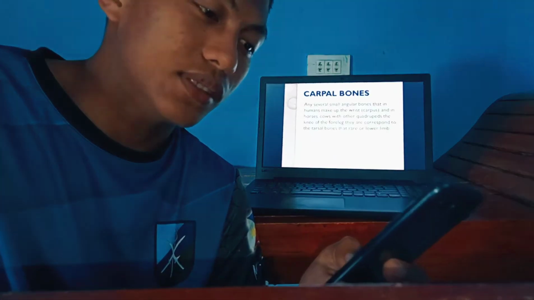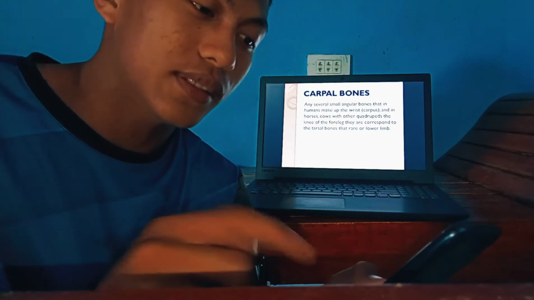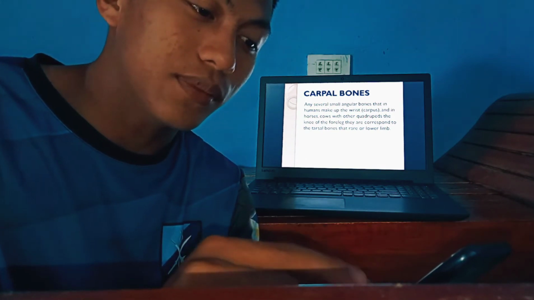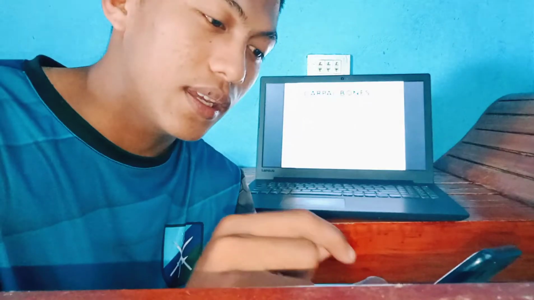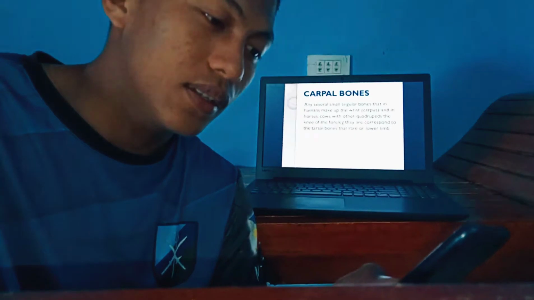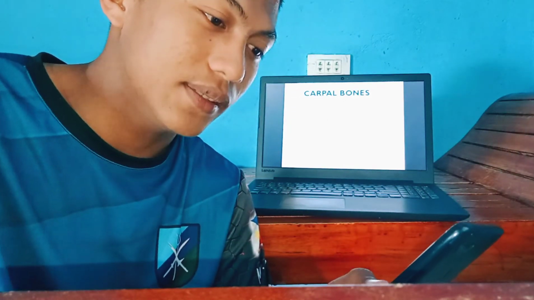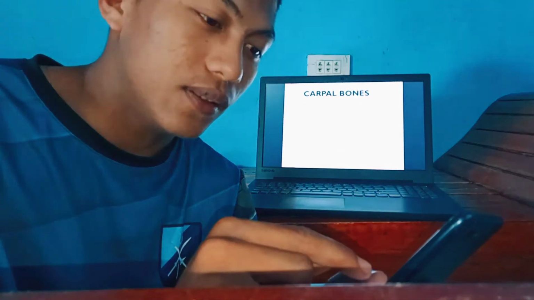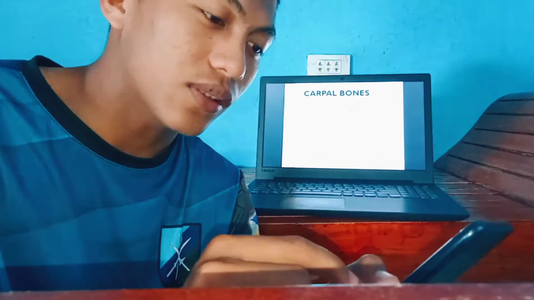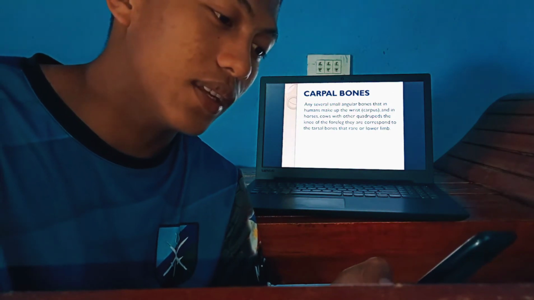Carpal bones. Any of several small angular bones that in humans make up the wrist and in horses, cows, and other quadrupeds, the knee of the foreleg. They correspond to the tarsal bones that are on the lower limb.